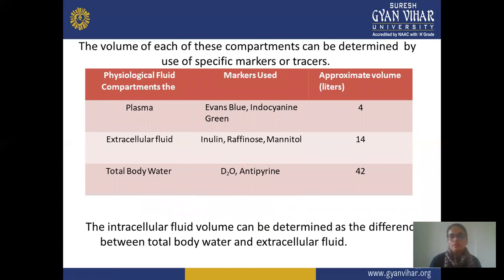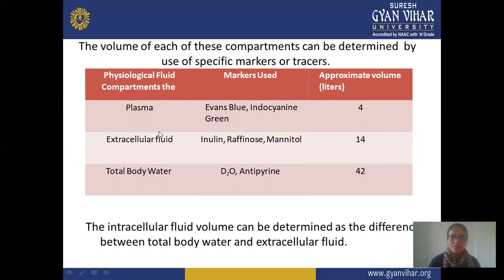Next, the volume of each of these compartments can be determined by use of a specific marker or tracer. There are certain markers or tracers you use. With the help of these markers and tracers, you can easily determine how much drug is distributed, and how much volume is present in a particular compartment, a particular part of the body. These markers and tracers play a very important role in determining the volume of the drug or the volume of the body fluid. In this, we can see that this table is very important. First is physiological fluid and compartment site, then marker used and approximate volume in liters.